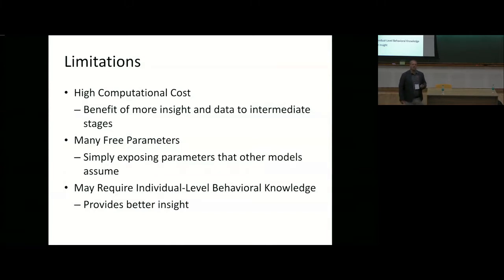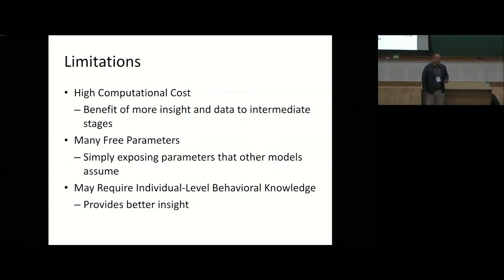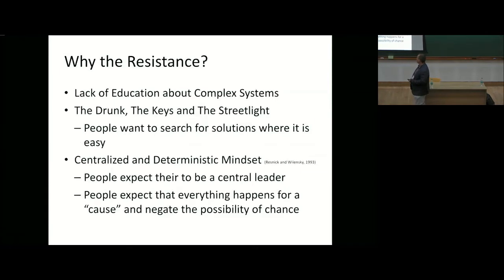With agent-based modeling, it's very, very hard to write a model where you don't know how an agent behaves, right? So if you don't have any individual level knowledge, or at least hypotheses about individual level knowledge, then it's difficult to do an agent-based model, right? But I would argue that often provides you better insight into the overall system. So in many cases, these limitations are worth it.